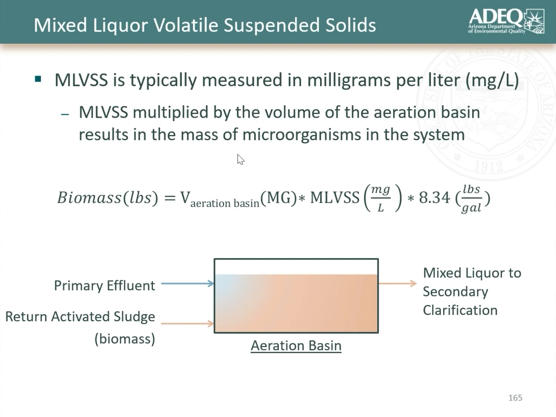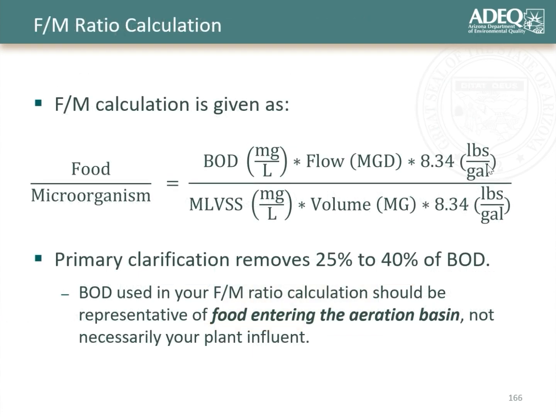We could use the MLSS and use that as our biomass number, but it's based upon your facility's preferred measurement tool. So if we want to calculate the food to microorganism ratio, we can use this equation to solve for it, which is just the BOD times the flow times 8.34 divided by the mixed liquor volatile suspended solids times the volume of the aeration basin times 8.34.